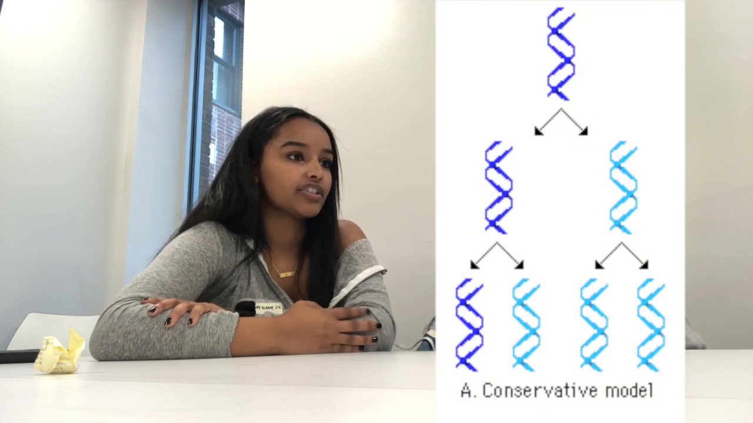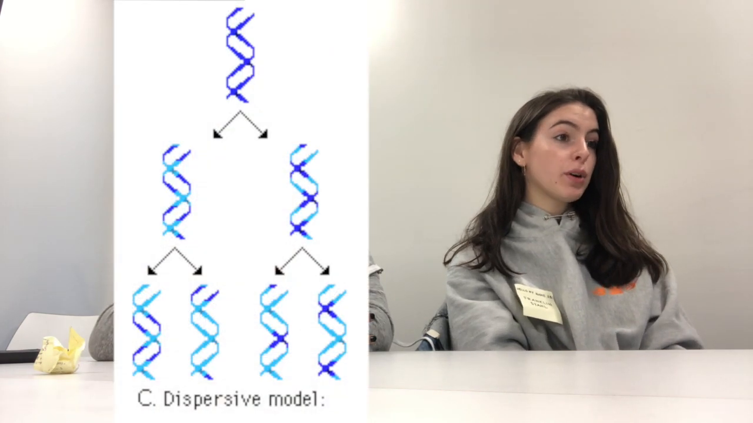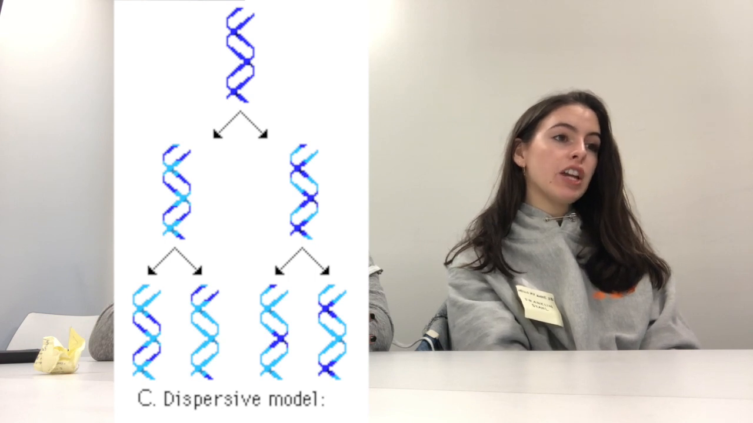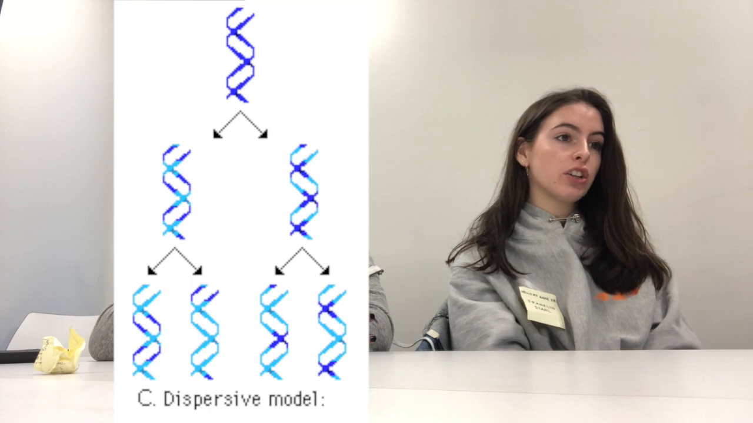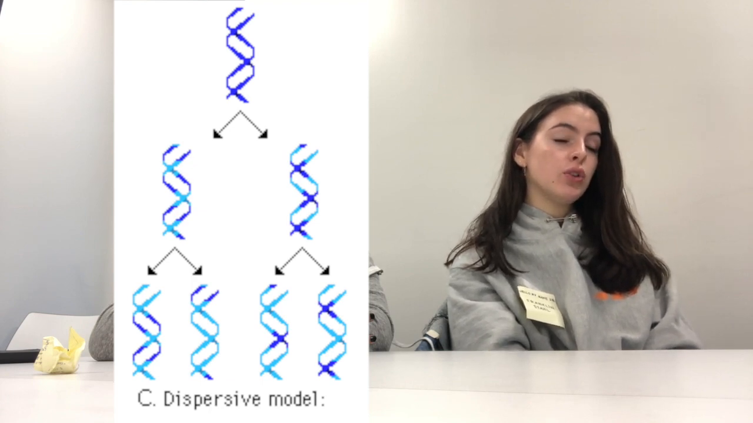In the conservative replication model, DNA replication results in one molecule that consists of both original DNA strands, identical to the original DNA molecule, and another molecule that consists of two new strands with exactly the same sequences as the original molecule. And in the dispersive replication model, DNA replication results in two DNA molecules that are mixtures or hybrids of parental and daughter DNA. In this model, each individual strand is a patchwork of original and new DNA.